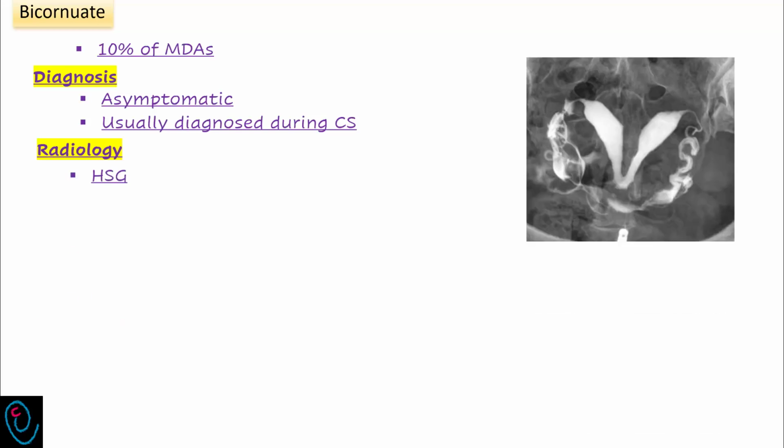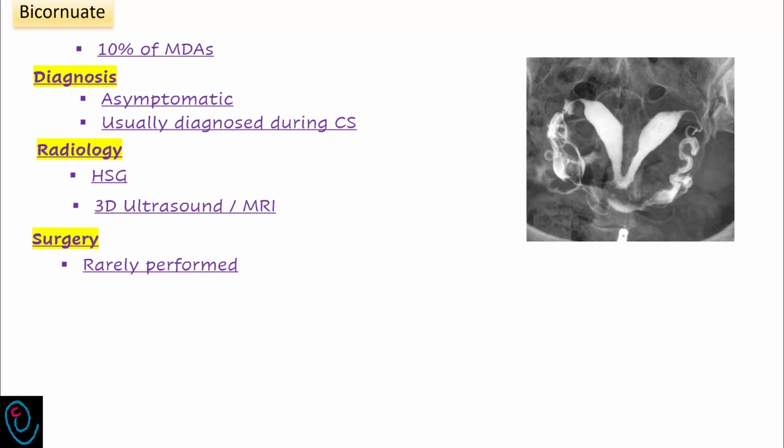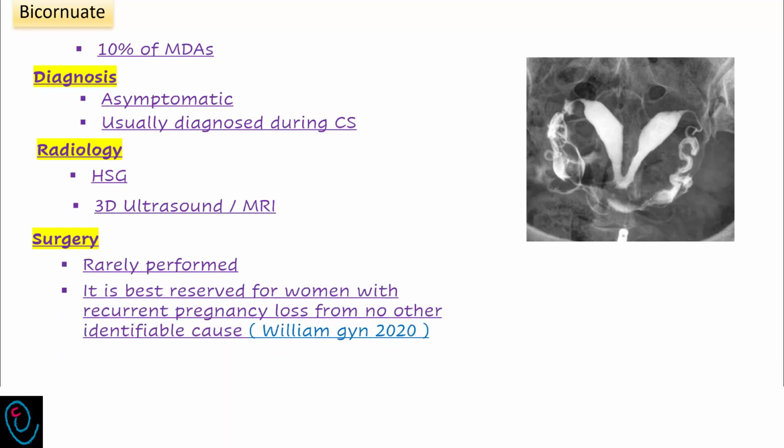Hysterosalpingography will reveal 2 uterine cavities. However, this could be a bicornuate uterus or a septate uterus. 3D ultrasound or MRI are required to differentiate between the 2 conditions. Surgery in the form of metroplasty is rarely performed. It is best reserved for women with recurrent pregnancy loss and no other identifiable cause.